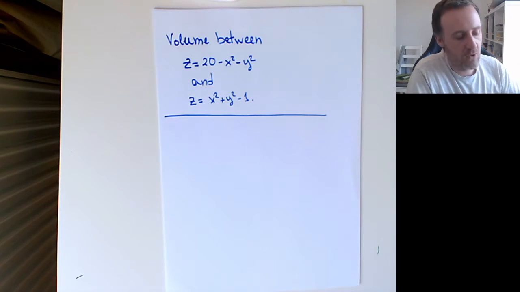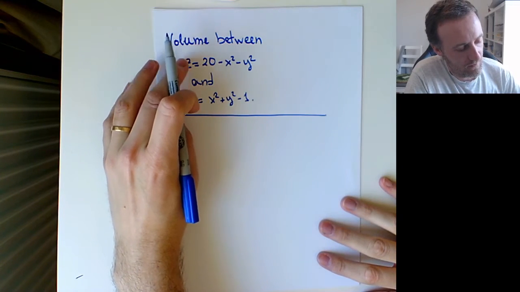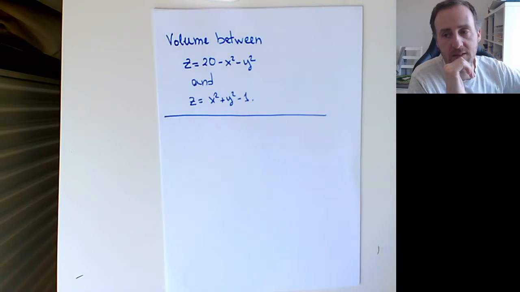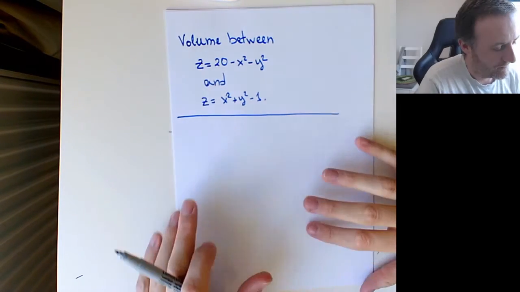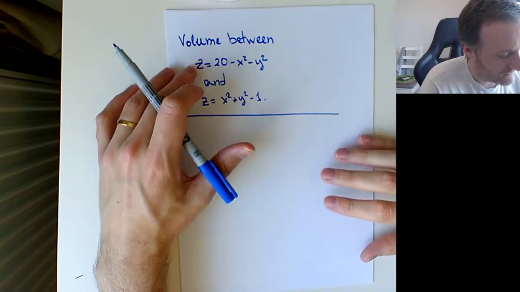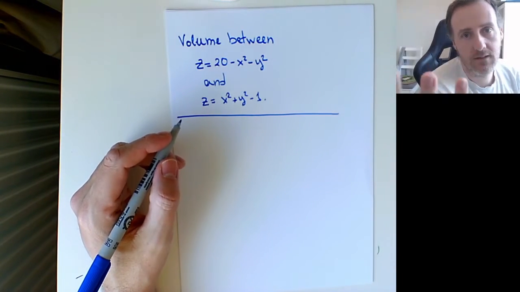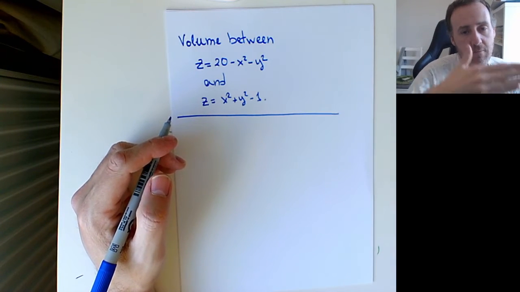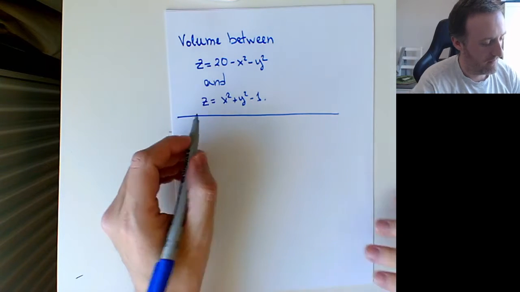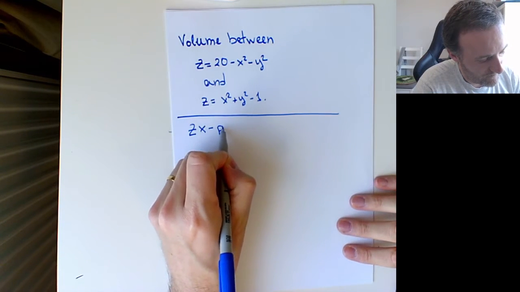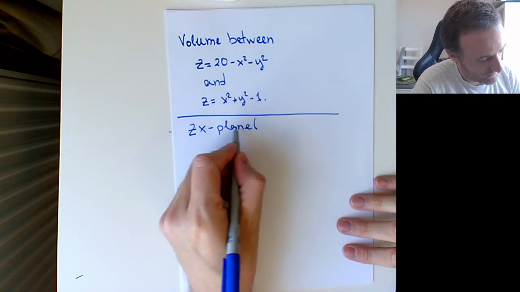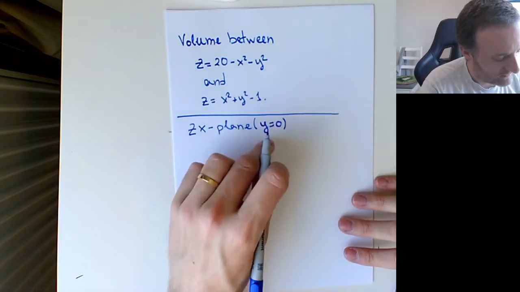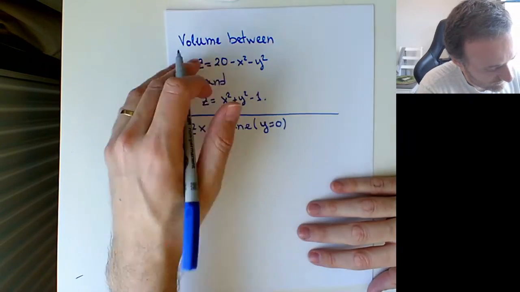Today we want to compute the volume between these two surfaces, and these two surfaces are paraboloids along the z-axis. Let's see if we can first understand these two paraboloids. A way to understand them is to do a vertical cut with a z-x plane, which means in fact that y is equal to 0.